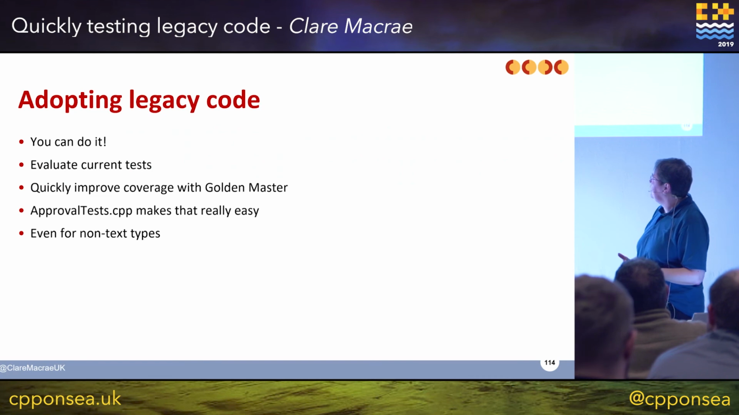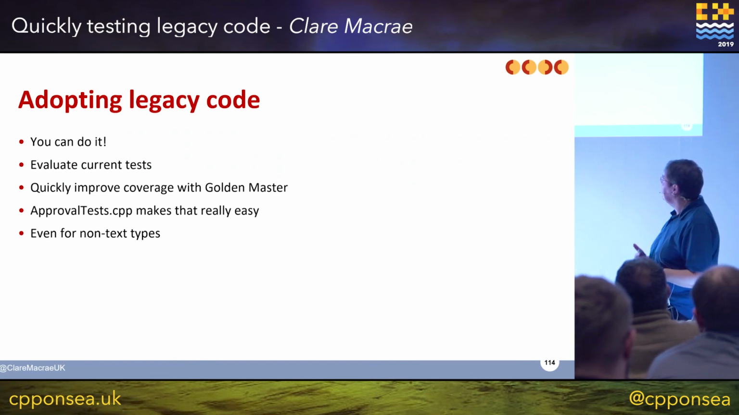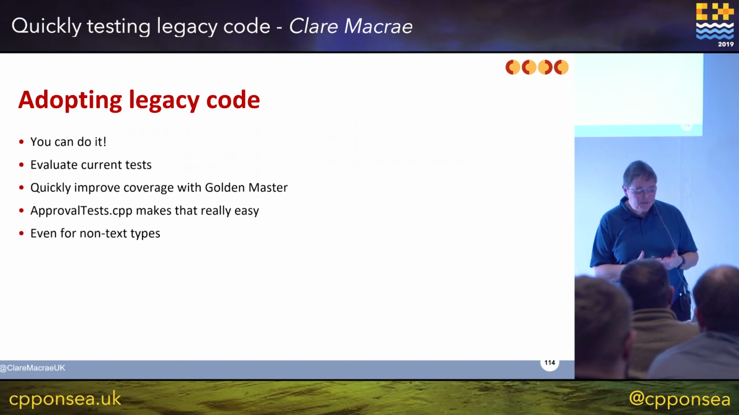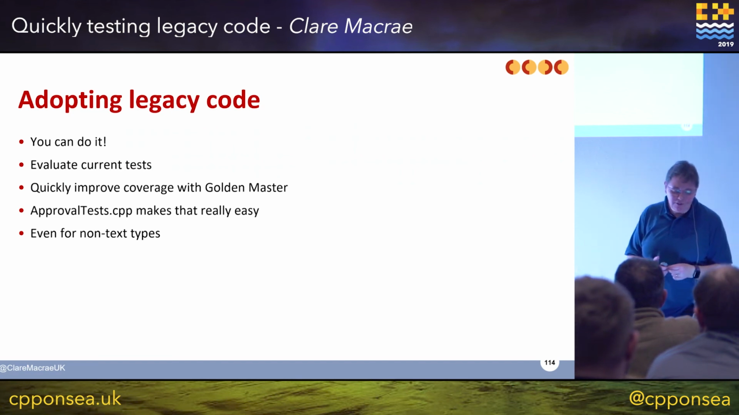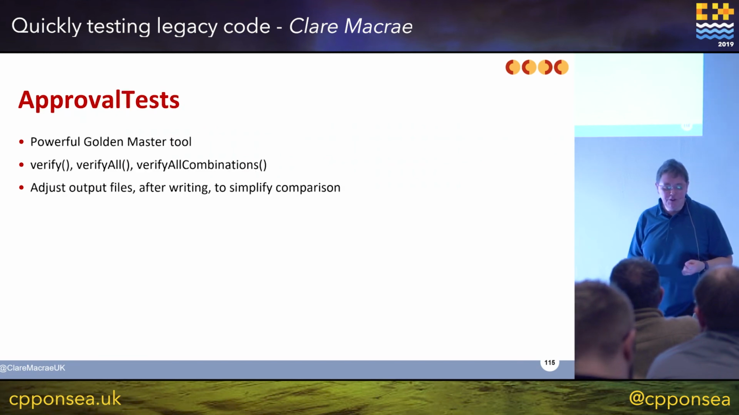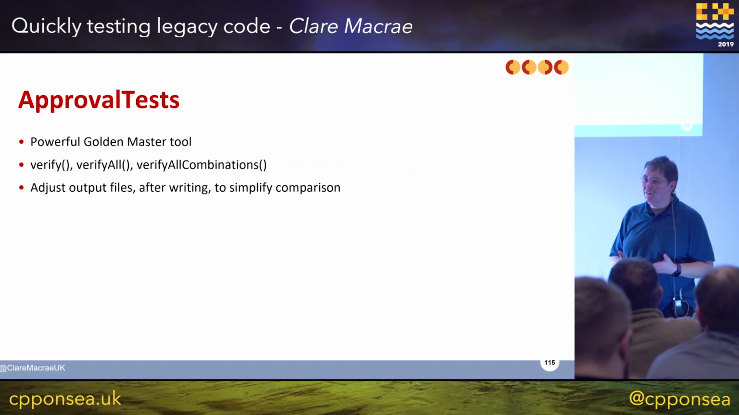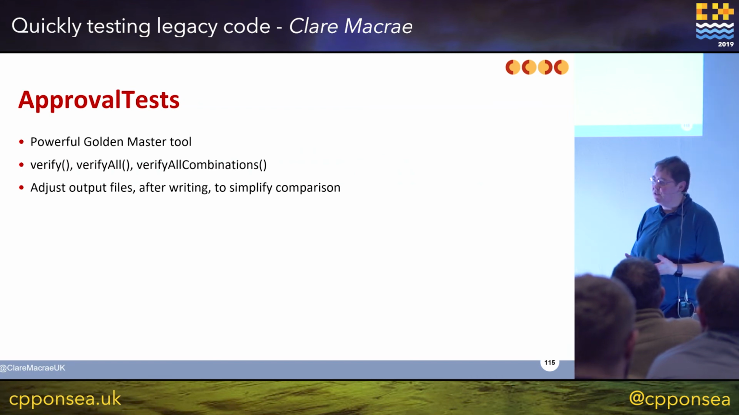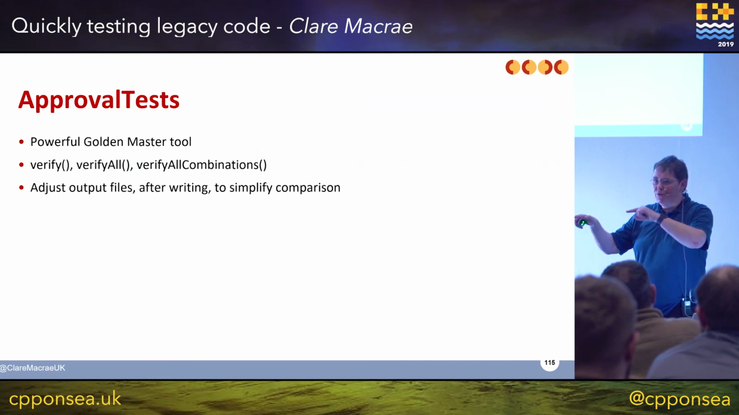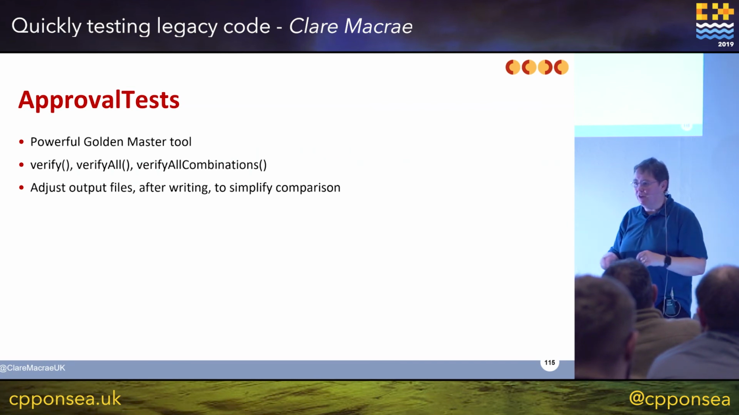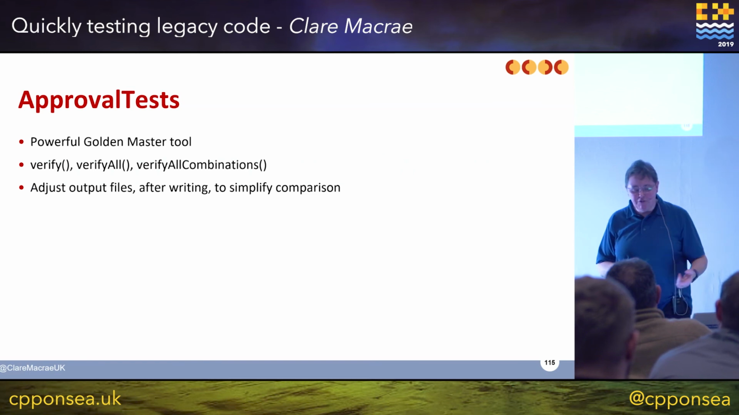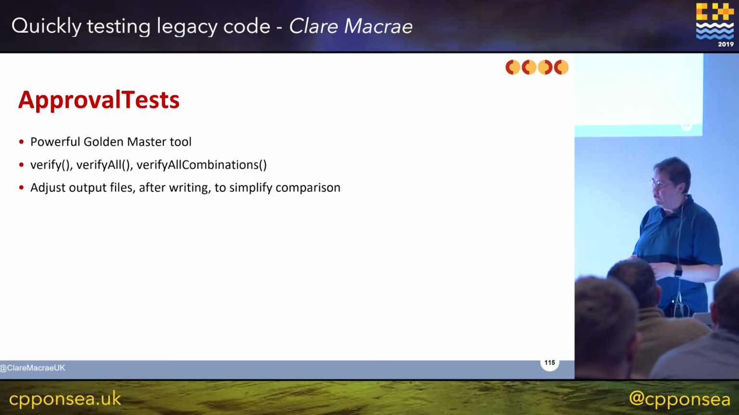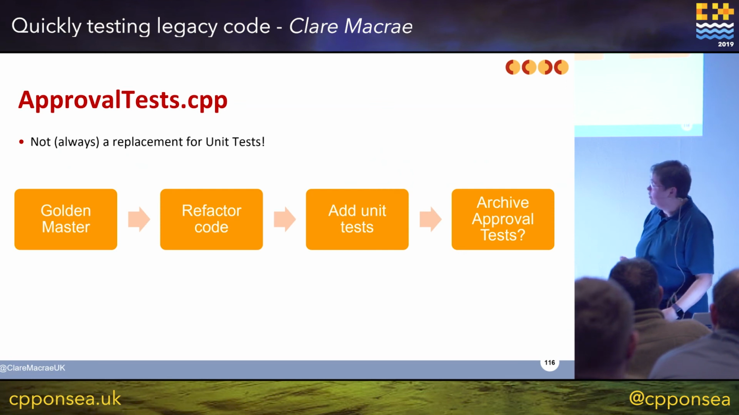So quick steps, evaluate your current tests. Quickly improve the coverage with Golden Master. Approval tests is one way to do that. And it's really quick even for non-text types. If you're using approval tests, remember verify, verify all, and verify all combinations. And remember that pattern of do thing, get representation, verify representation. And remember, if you've got log file challenges and things like that, you can always adjust the output files after they've been created. I guess that's not specific to approval tests, it's just that approval tests makes it really easy.